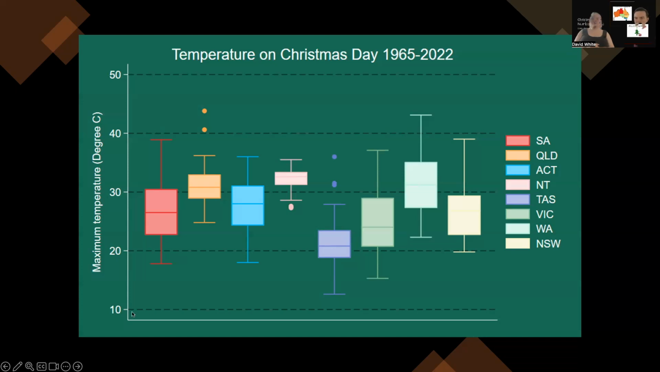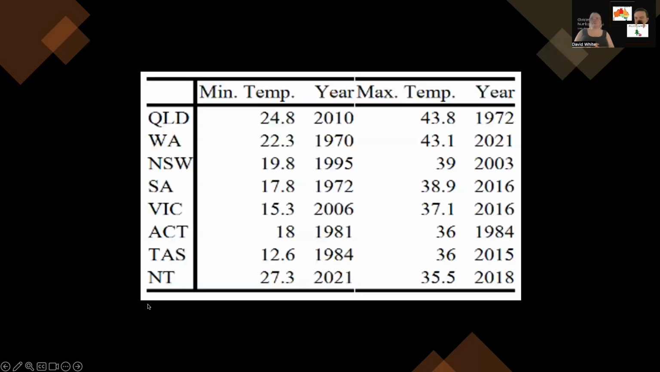So then what have you got here, Laura? We've got a table. Since most of this is graphs, just because graphs are more fun and colourful, I thought I should throw in a table. This is using Stata's new table and collect commands to make a nice little table. It's got the minimum temperature for each capital city for the years between 1965 and 2022, and then the maximum temperature as well, and then the year that temperature occurred for each capital city.